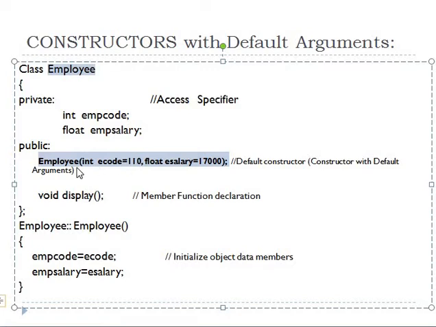And for this reason, this constructor is also known as a default constructor, in addition to being called the constructor with default arguments. So we call this constructor a default constructor, as all its parameters contain an initial default value. Now I shall explain this sample program to make you understand how a constructor works.